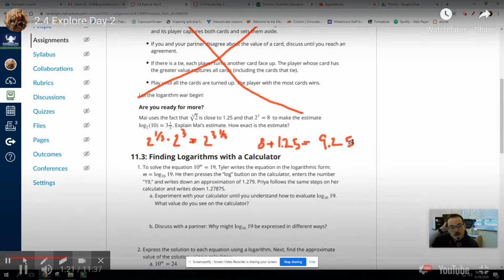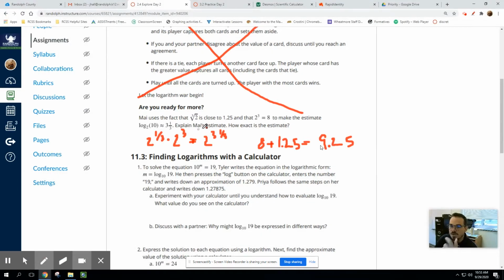Back here where I was looking at, I know it's going to be weird because you see my mouse and you see the pen, but that's going to be 8 plus 1.25 because that's what she said, and that gives us 9.25. And we know that log base 2 of 10 is roughly 3 1/3, so it's pretty close, right? 9.25 is pretty close. Not exact, but pretty close. So that's where we were able to get that from.